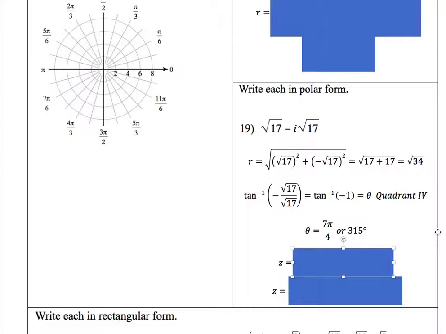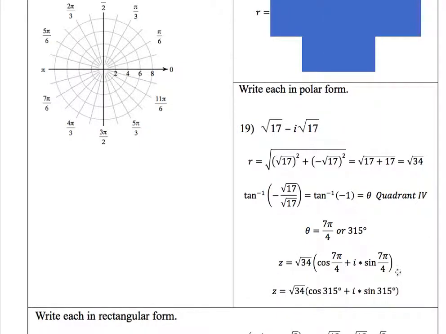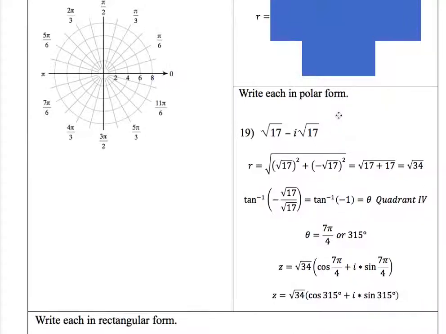All right, so depending on what format your answer is in, it might have 7 pi over 4 here and here, or it could have 315 degrees here and here. The format, though, for your polar form of complex solution is your r value times cosine of theta plus i times sine of theta. Okay.